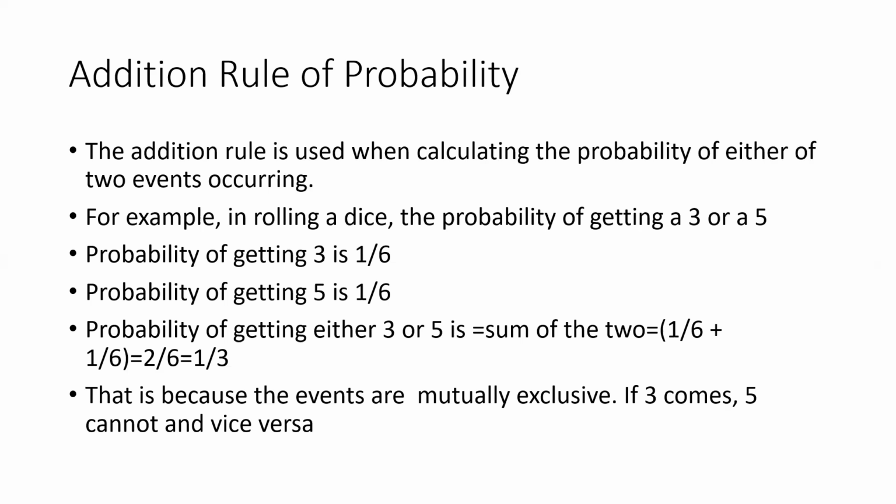If 5 comes, 3 cannot come. So they are mutually exclusive, and therefore you can add without any subtraction. Because the events are mutually exclusive, in that case they are just added.